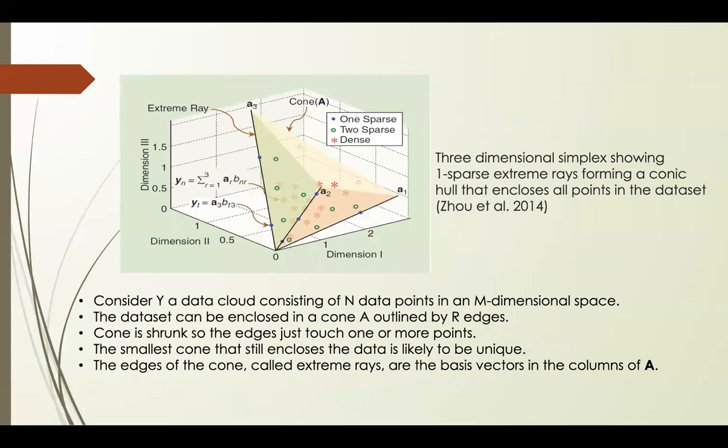The manner in which this algorithm is run is that first you consider Y a data cloud consisting of n data points in an m-dimensional space. The dataset can be enclosed in a cone A outlined by R edges, and this cone is shrunk so the edges just touch one or more points. The smallest cone that still encloses the data is likely to be unique. The edges of the cone, called extreme rays, are the basis vectors in the columns of A.